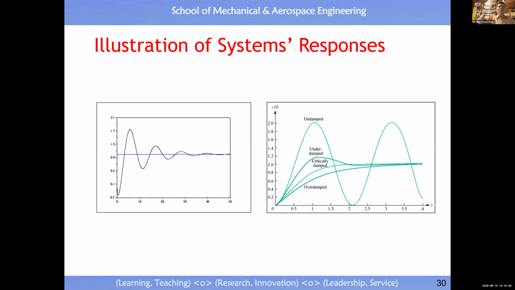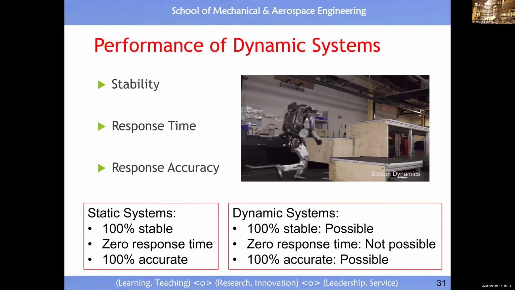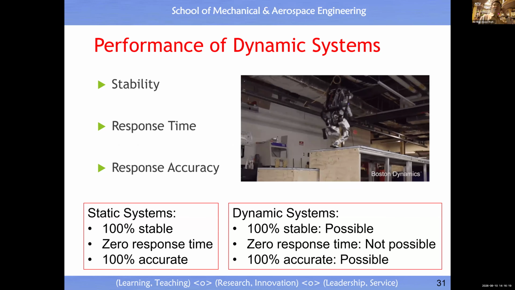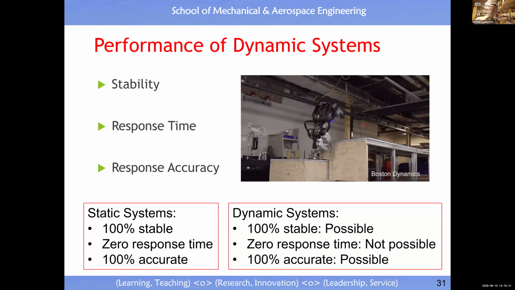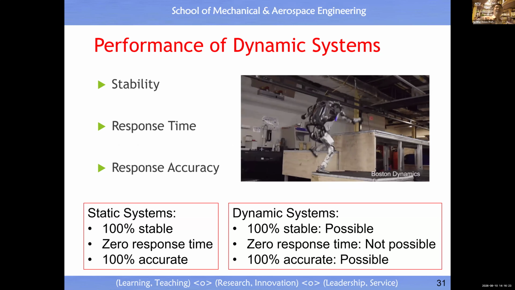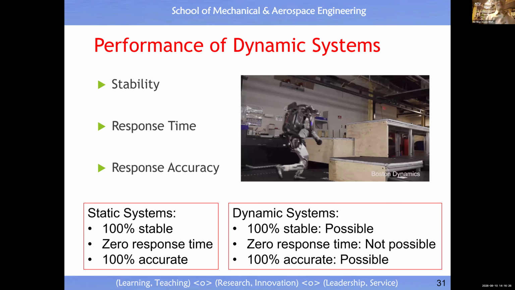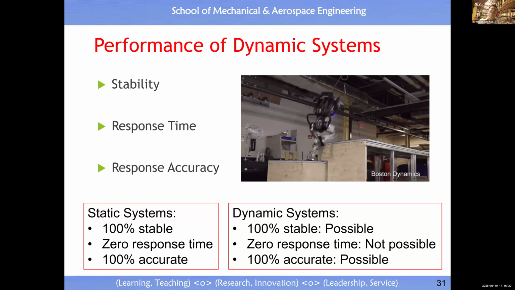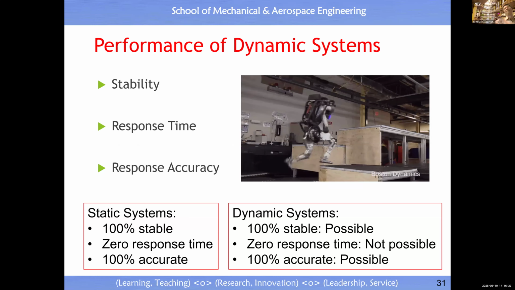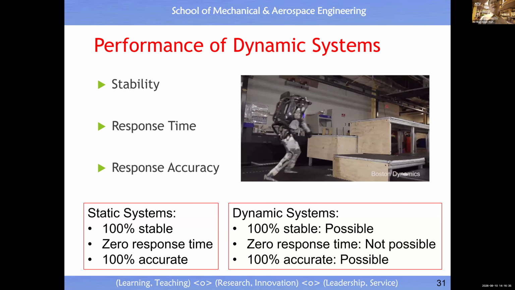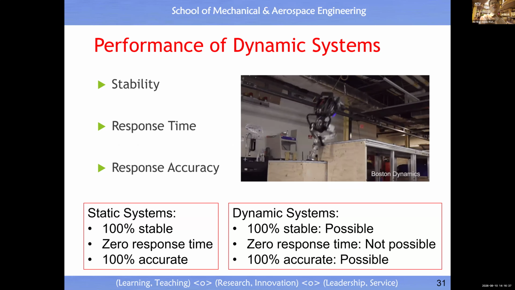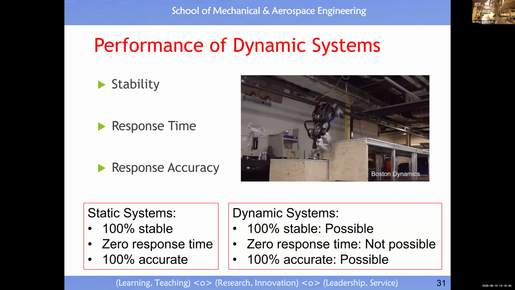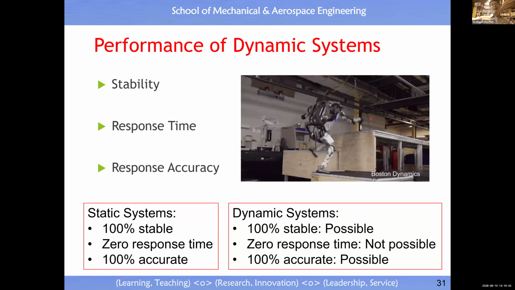Okay, clear. Then what do we mean by transient response? Okay, it's a transition from one steady state response to another steady state response, etc. Okay. If your dynamic system is not the static system, then you must care about the stability, response time, response accuracy, right? Okay. Now, based on these three criteria, immediately you understand how come a static system is the best system in the whole universe. Because a static system can achieve 100% stability, 0 response time, 100% accuracy, right? Okay. Very easy to understand, right?